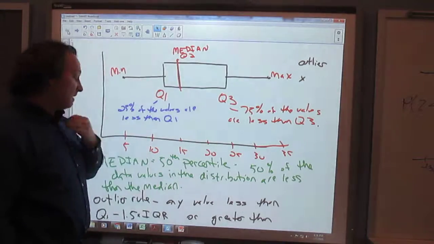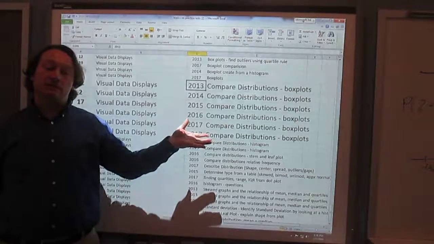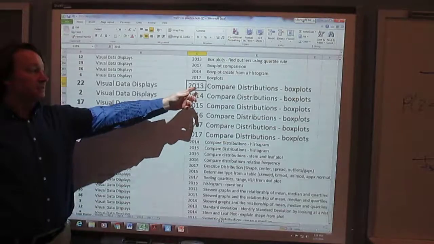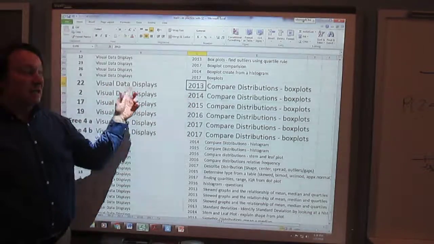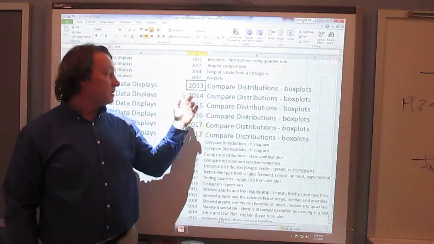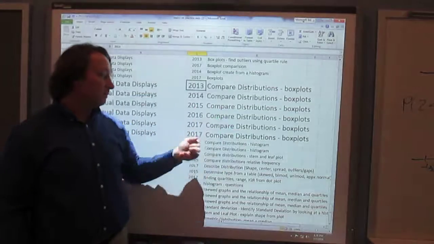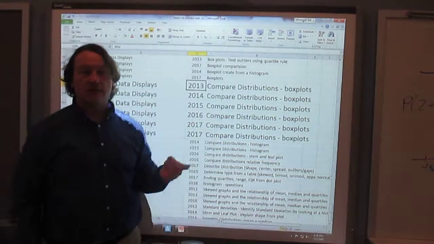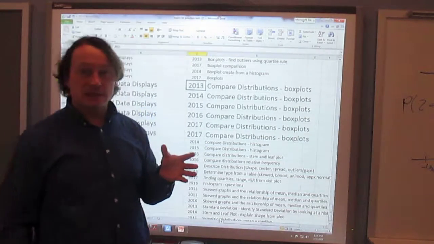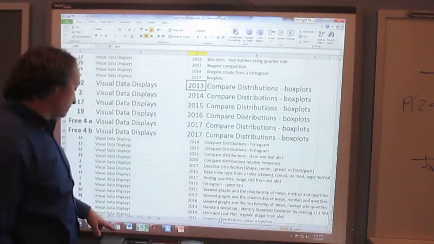Here is a boxplot. So I want to show you this. You will have access to this soon on Monday. Notice, 2013, visual displays of data. There's a multiple choice question on comparing distributions that were box plots. 2014, multiple choice. 2015, multiple choice. 2016, multiple choice. 2017, free response. They've asked this question for the last 5 years. This is one of those questions that you need to know how to do. So we're going to make sure we know how to do that today.